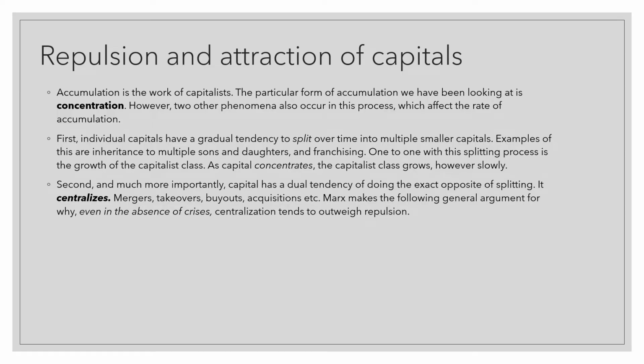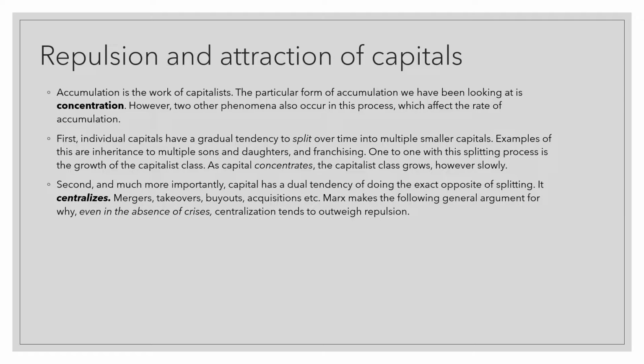The first of these is the tendency for individual capitals to split into smaller capitals. The example that Marx gives directly is inheritance. One great captain of industry dies, and he leaves his capital as inheritance to his various sons and daughters. That represents a splitting of capital between those different people, and those will start to develop independently of each other. They might even develop into competing empires to some extent. So that's one way in which capital can split.